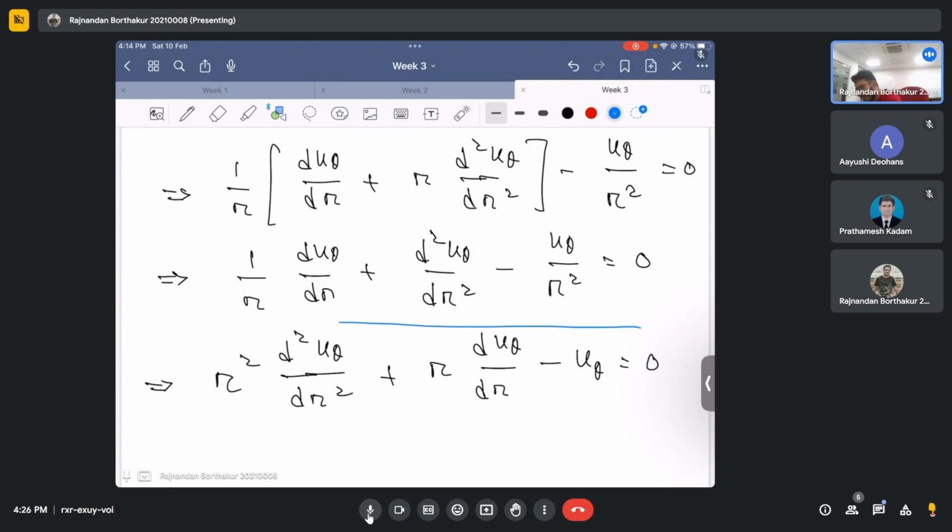The equation that you get has a special name. Can you tell me what this equation is called?